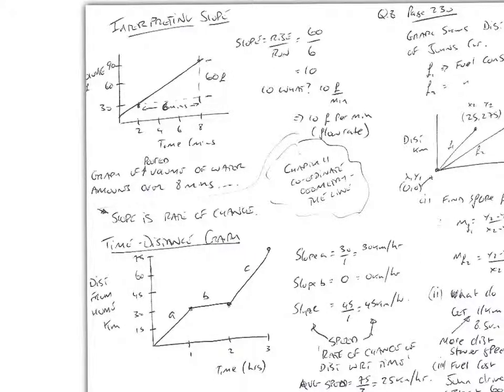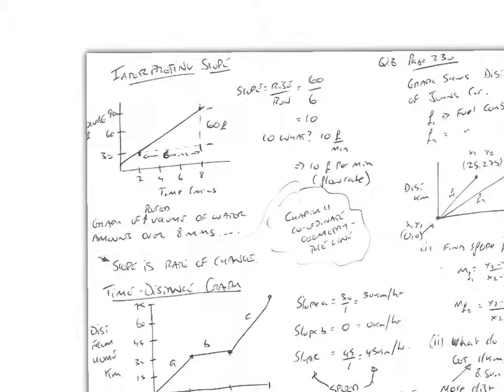So this is an additional video to the coordinate geometry, the line video. For junior cycle, we can use the senior cycle video and then this extra video here. Okay. So the first thing we're going to look at is interpreting slope.